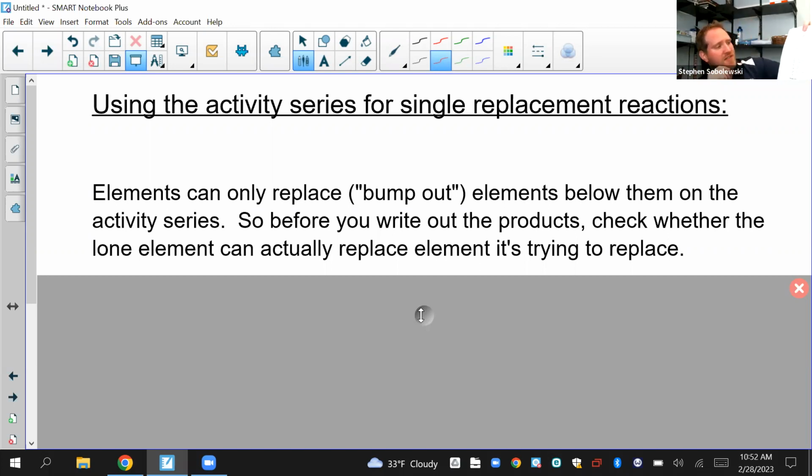So lithium can replace anything. Gold can replace nothing. So for example, if you have magnesium trying to replace zinc, can it do so? Yes, it can, because magnesium is above zinc. Well, what if we flip that? What if zinc tries to replace magnesium? Well, now it cannot because it's below it, and you would write no reaction, or no Rx for short.